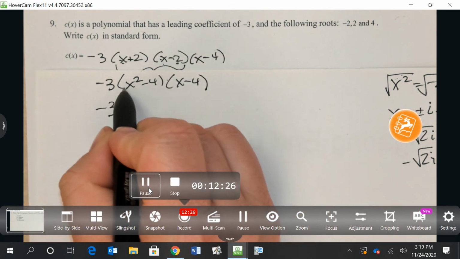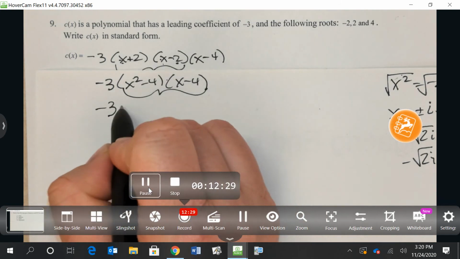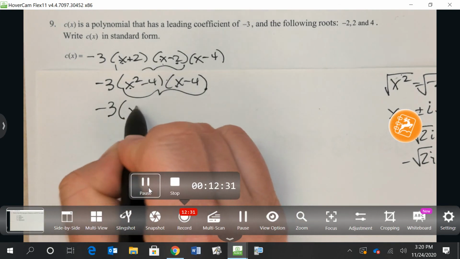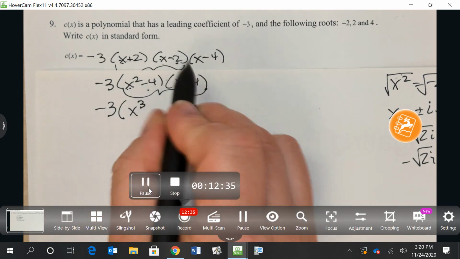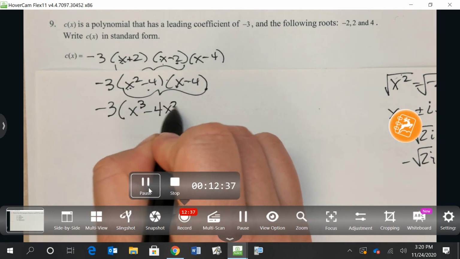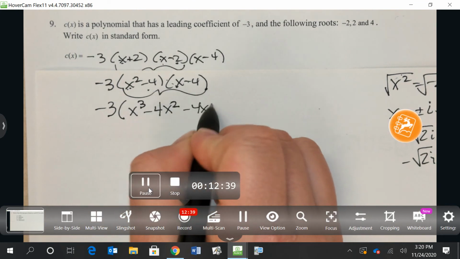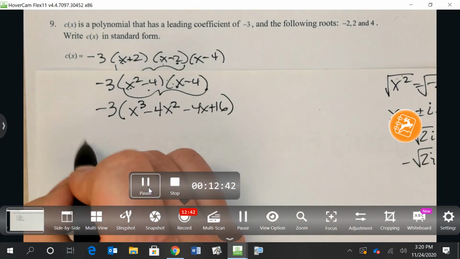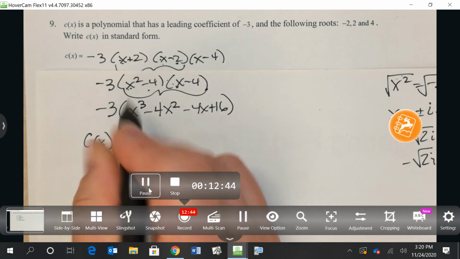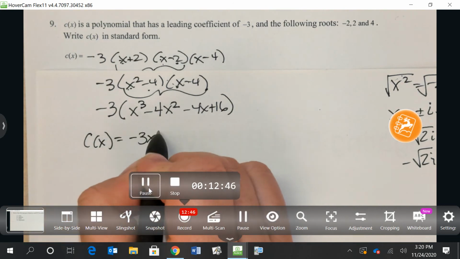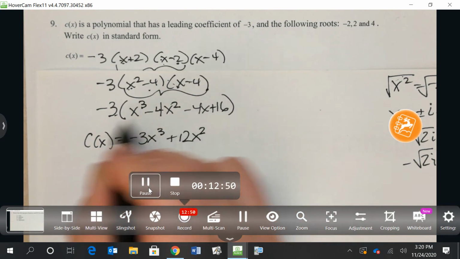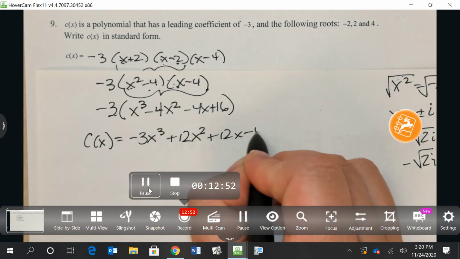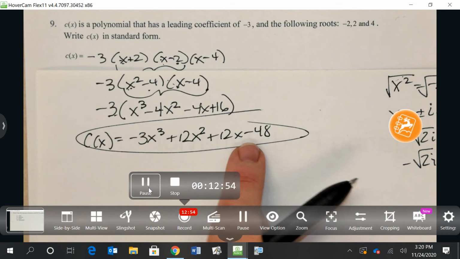And I'm going to FOIL this portion. Okay, here we go. Multiply in the front, and then you multiply the back: front, outside, inside, and last. And our very last thing is going to be to distribute the negative 3. Negative 3x cubed, positive 12x squared, positive 12x, and negative 48. This is standard.